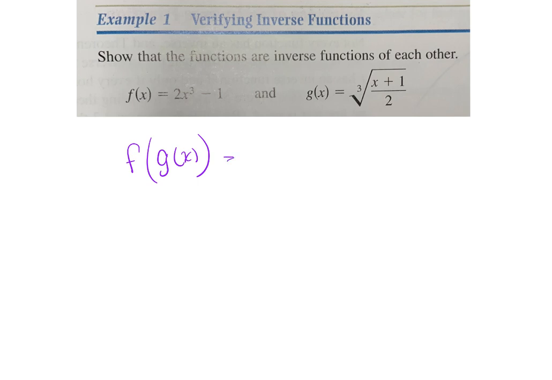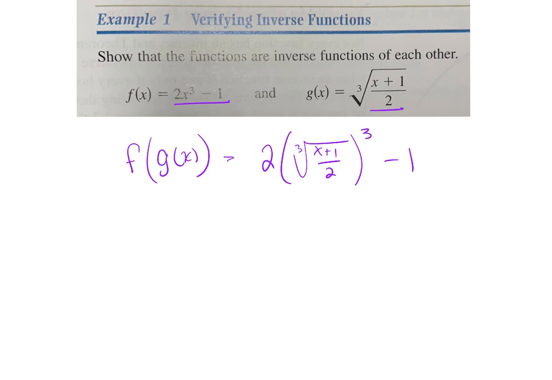So f is 2x cubed minus 1. So I'm going to say 2, and instead of x cubed, I'm going to put my g function there. So I'm going to say cubed root of x plus 1 over 2, cubed, minus 1. All right, and then I'm just going to simplify it. At this point, I'm just algebraically simplifying it.